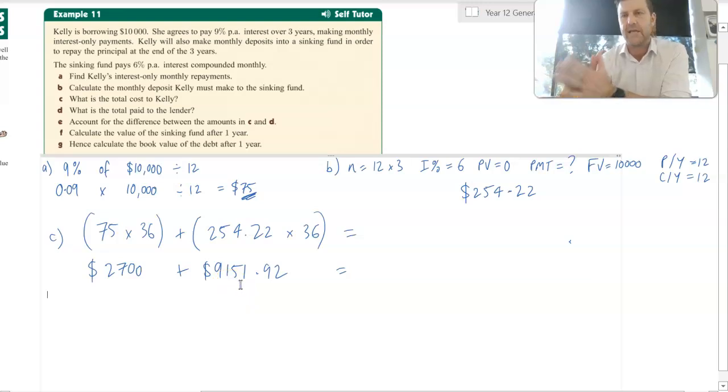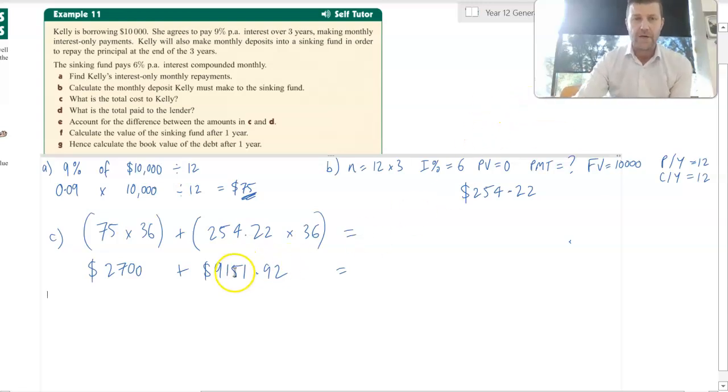So if I add those two numbers together, you notice there that the number is actually less than 10,000. She hasn't quite put $10,000 into the savings account, but it's got to 10,000 because she's earned interest in that sinking fund, in that savings account. That's a really important thing to understand in the context of this question.